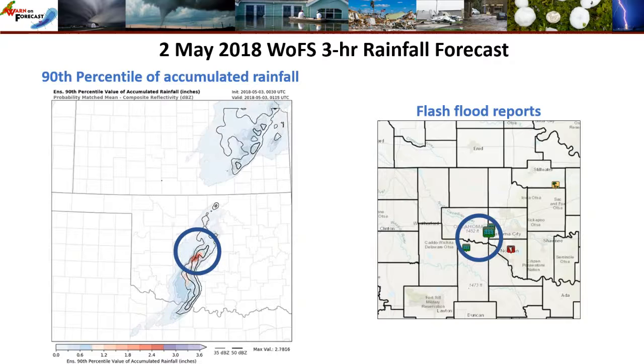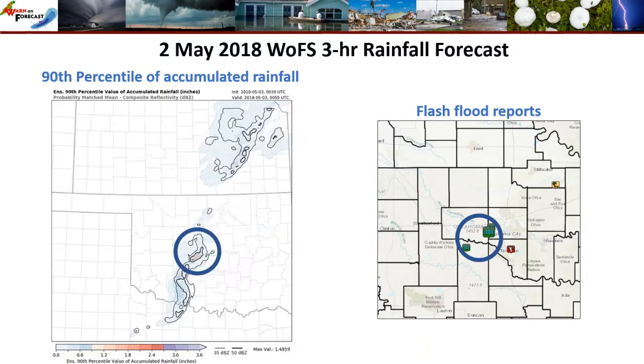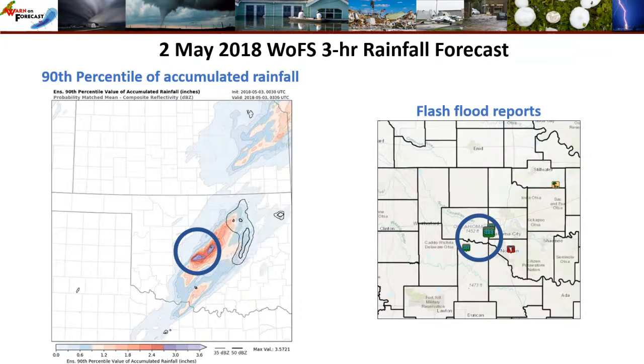Now, this is a flash flood event from 2018. On the right, you see several flash flood reports in southwest Oklahoma City on 2nd May. And on the left is the 98th percentile accumulated rainfall from the WoFS forecast. You can use the 98th percentile as a reasonable maximum of the intensity of rainfall.